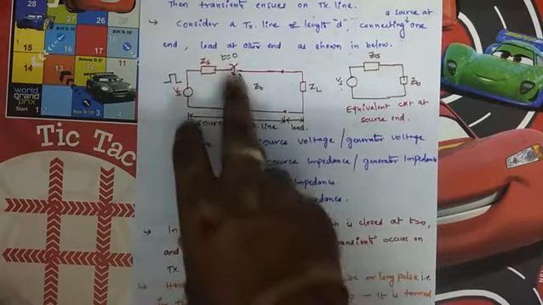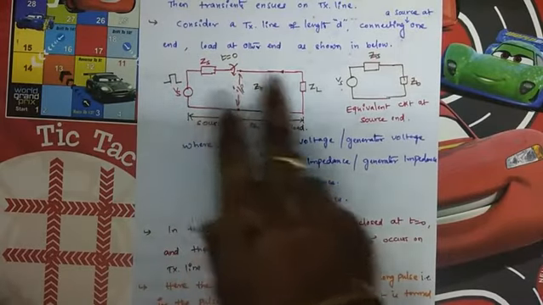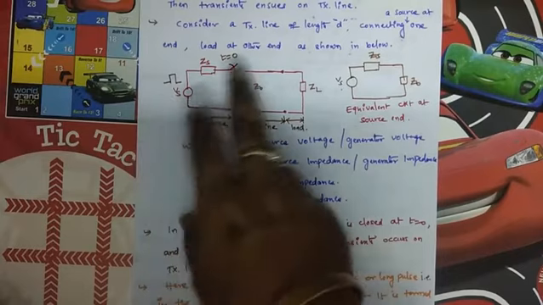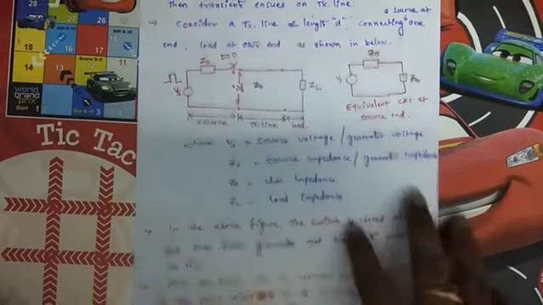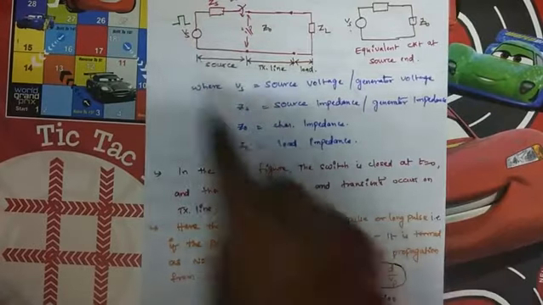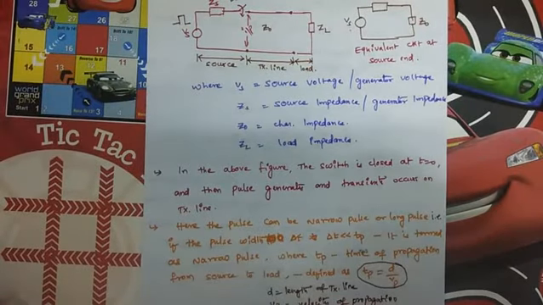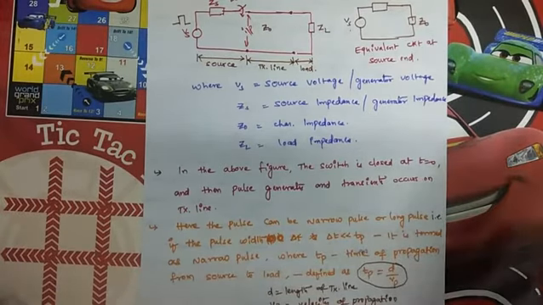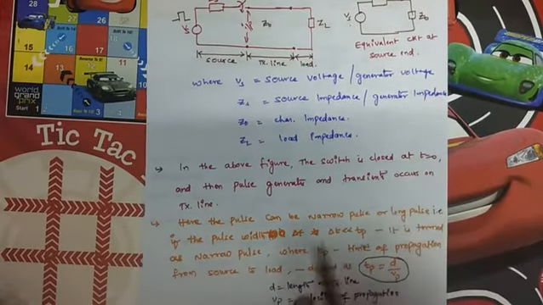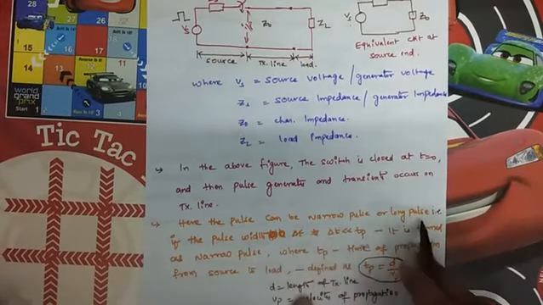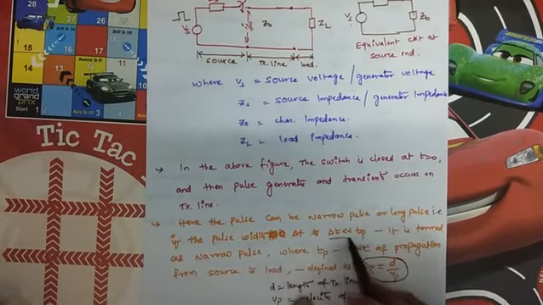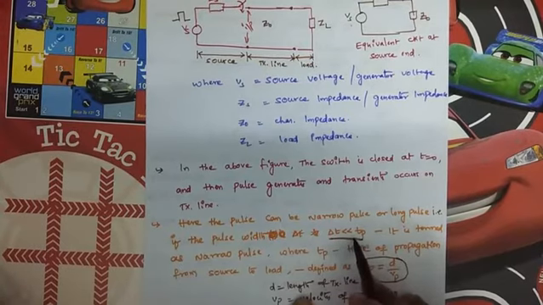When the switch is closed, there is a path to generate the pulse, and whenever the pulse is going on, transients occur. Now the pulse can be of two types: the pulse width can be a narrow pulse or a long-width pulse. I am defining here that the pulse can be a narrow pulse or a long pulse. A narrow pulse is one where the pulse width delta t is much less than tp, where tp is the propagation time of the wave from source to load.